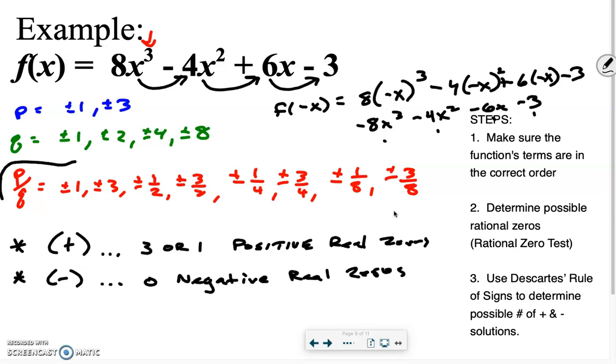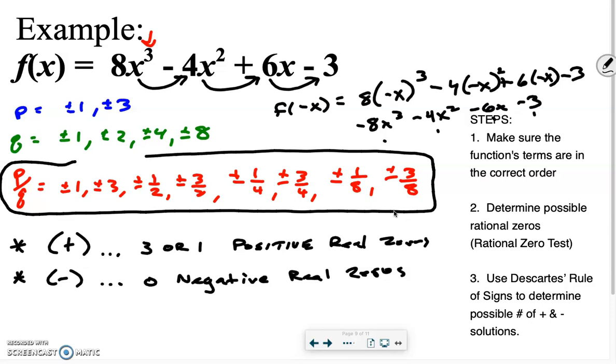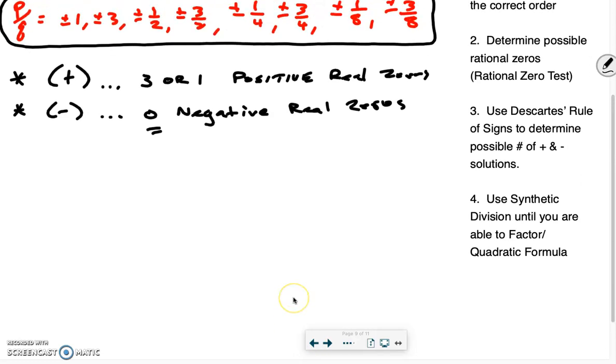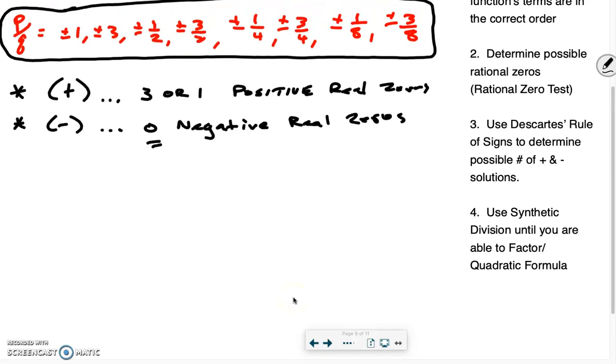So now when I go back to our P over Q list that we've already created, as we can see, we had 2, 4, 6, 8, 10, 12, 14, 16 options. Because of this little nugget right here, we're down to 8. Again, without doing any work, we would be foolish to test any negative real zeros. We're not going to use synthetic division with any of the negatives because, once again, our Descartes' rule of signs tells us not to. It tells us that it's not going to happen. It's not going to show up.